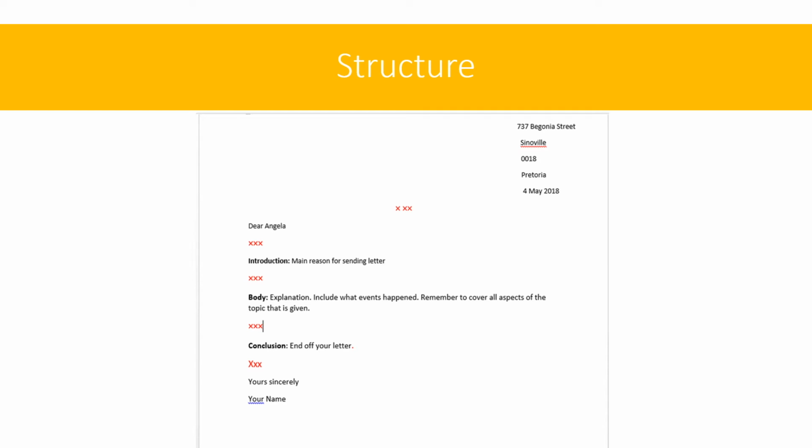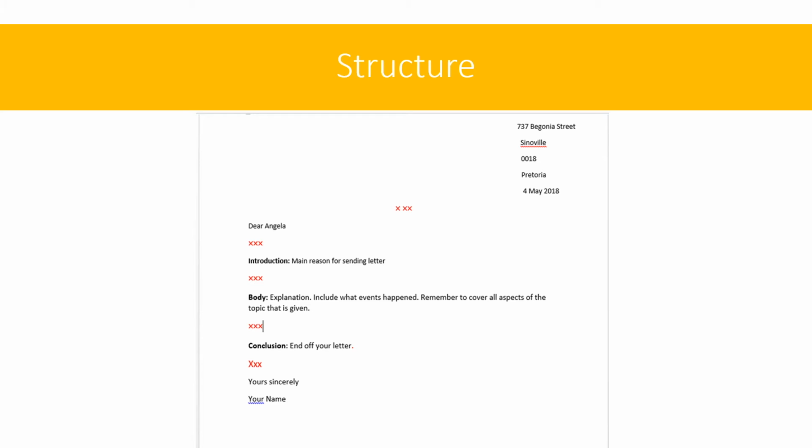Let's have a look at the basic structure of a friendly or informal letter. On the right-hand side, you will see that there is an address line. This is the person's address that you're sending it to. So in your first line, you will have your house number and the street. Now remember, please use capital letters. The next line underneath that will be the suburb in which you live. The next line under that will be your postal code. Now, most of us don't use the post anymore, but any four-digit code will work. The next line is the city in which you live.